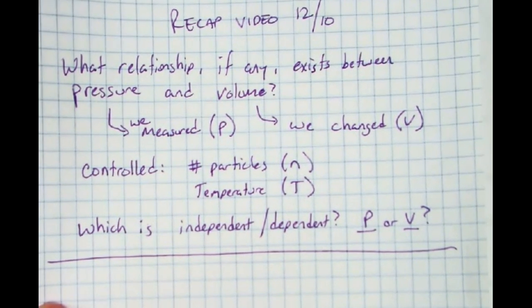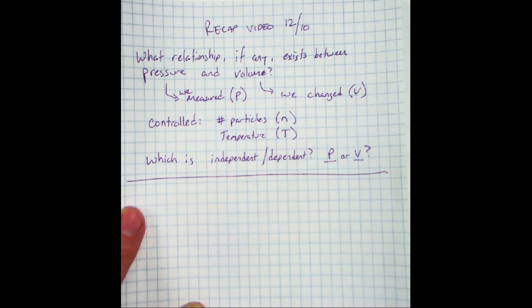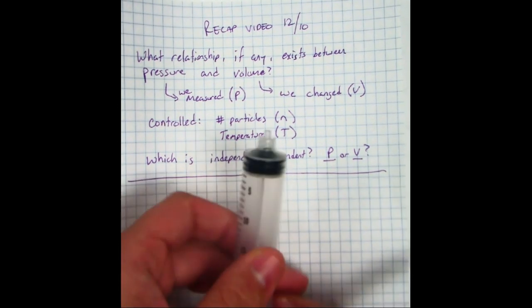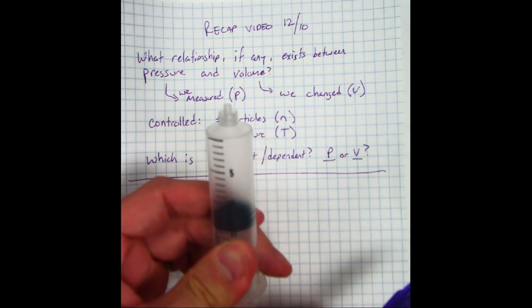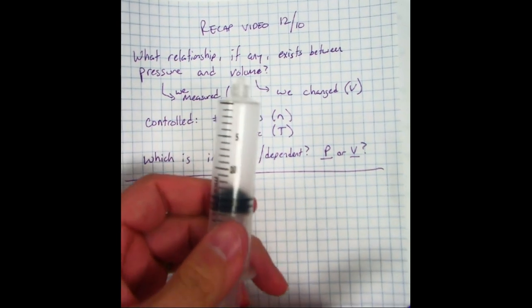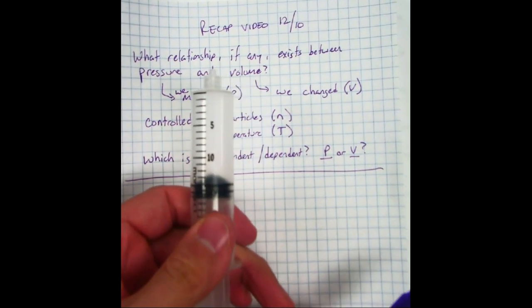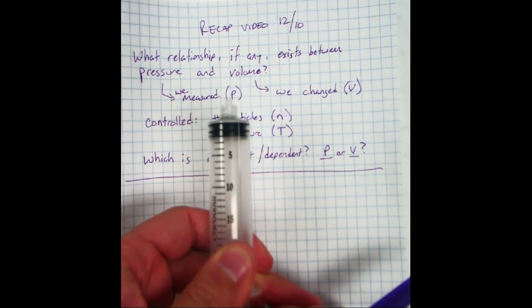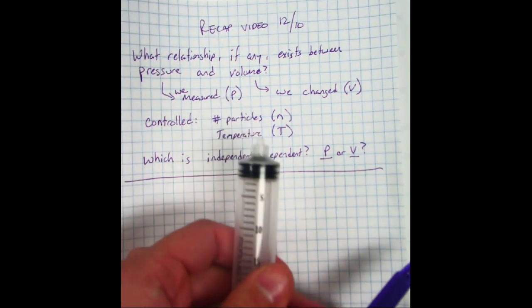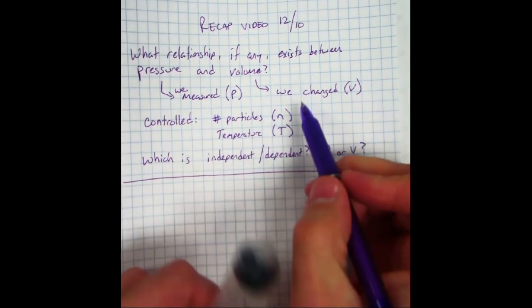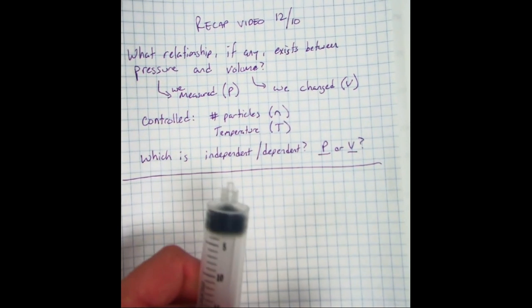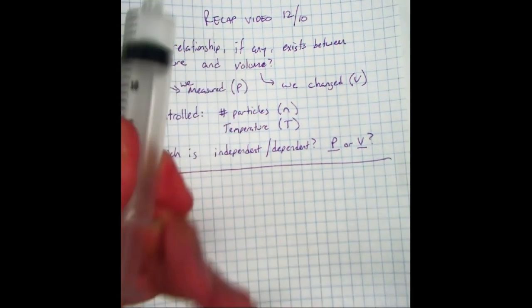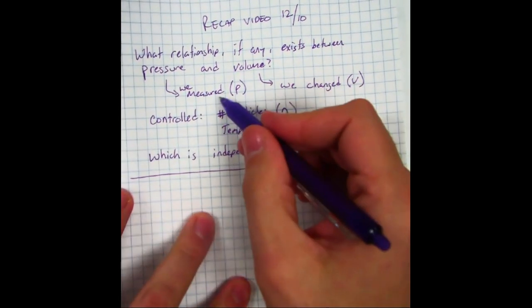We asked the question last week, what relationship, if any, exists between pressure and volume? We set that experiment up with a syringe, and we noticed that as you increase the volume, the pressure decreased, and as you decreased the volume, the pressure increased. We changed the volume by manipulating the syringe, and then we measured a change in pressure.